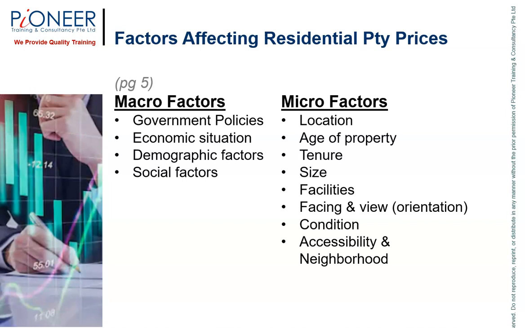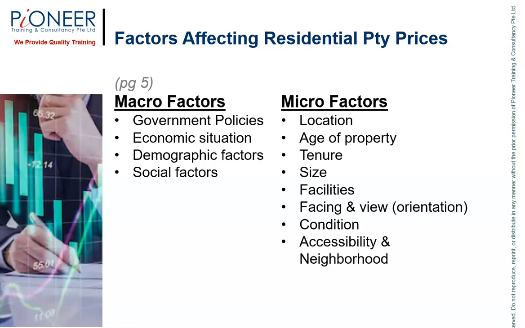Factors affecting residential property prices. We can look at these factors under two categories. One is the macro factors and the other is the micro factors. Macro factors refers to the big picture, the external environment in which you and I have no control over. Typically, we call them the PEST: political, economic, social, and technological.